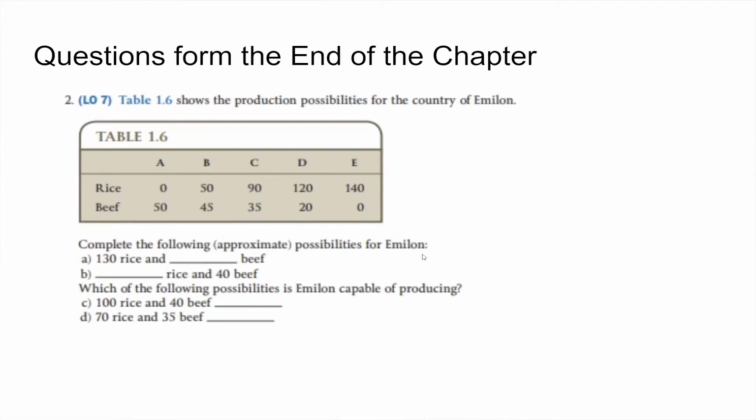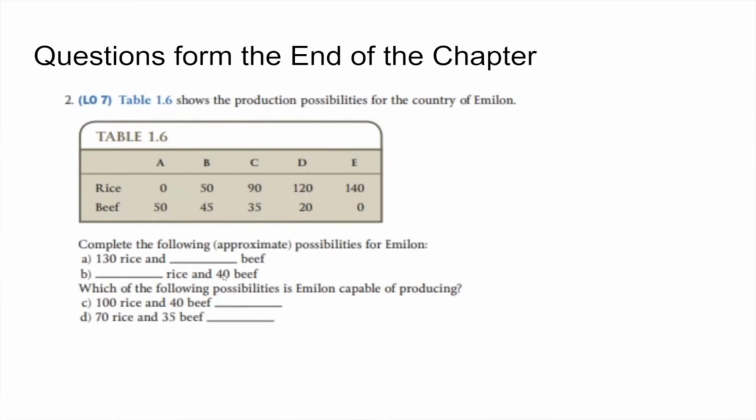So complete the following approximate possibilities for Emilion. So we've got the approximate here. What is the approximate possibility for 130 rice? Well, let's take a look at rice. We do not have 130 in here, but 130 is halfway between 120 and 140. So if that's halfway, we assume then that it's halfway between 20 and 0. So our beef, if we made 130 rice, we should be able to make 10 beef. So that's where we get 10 there: halfway between 20 and 0, 10. Okay?